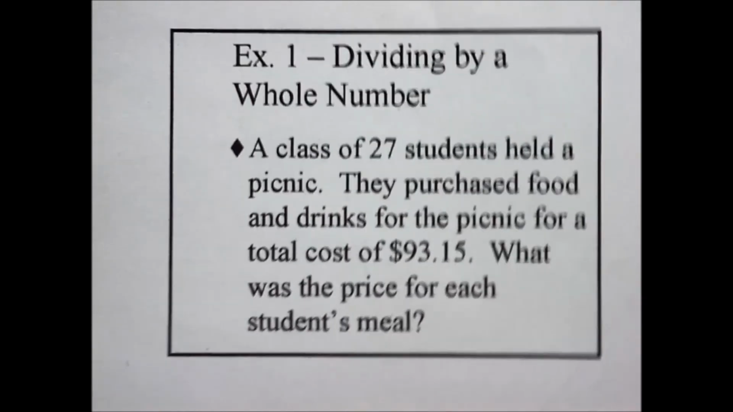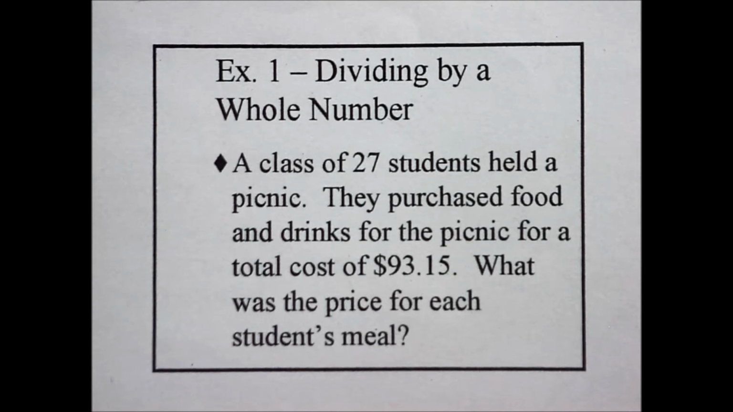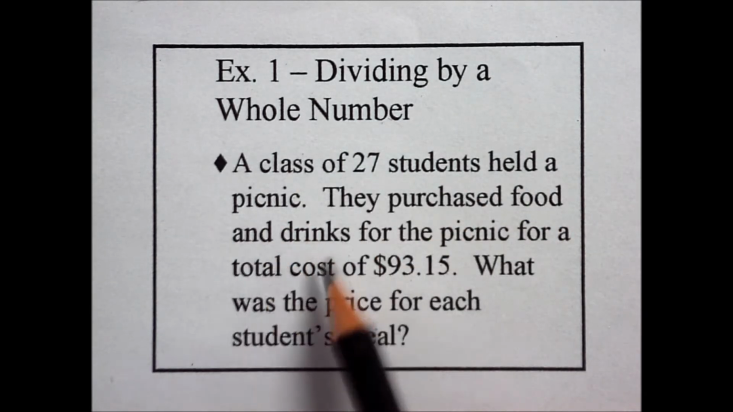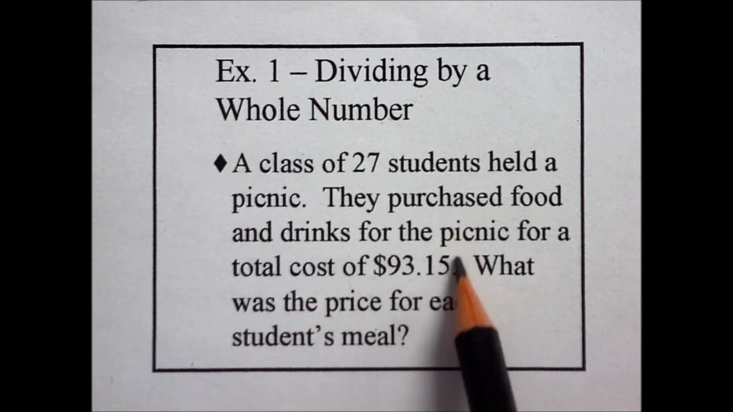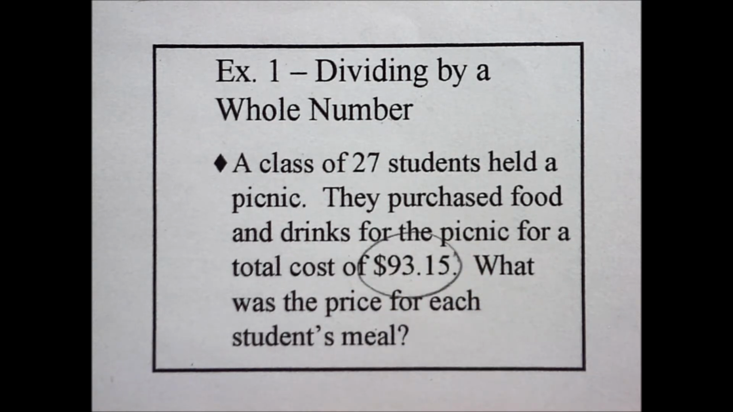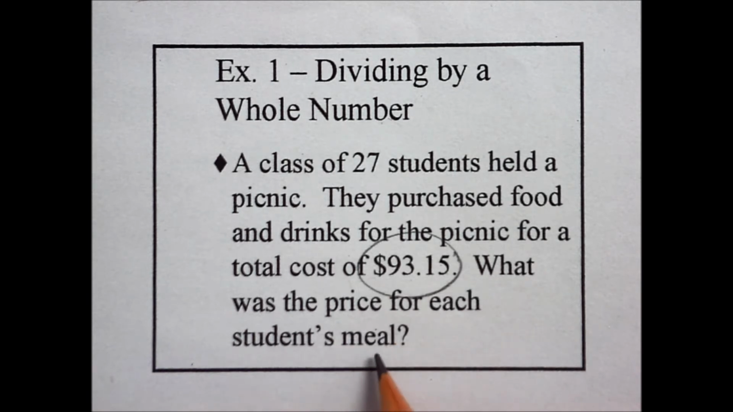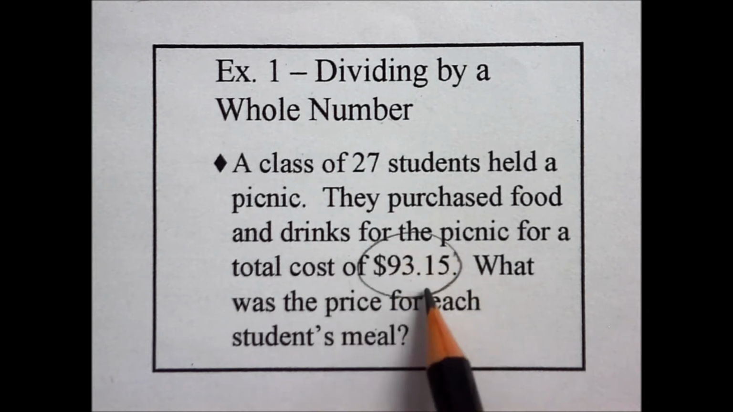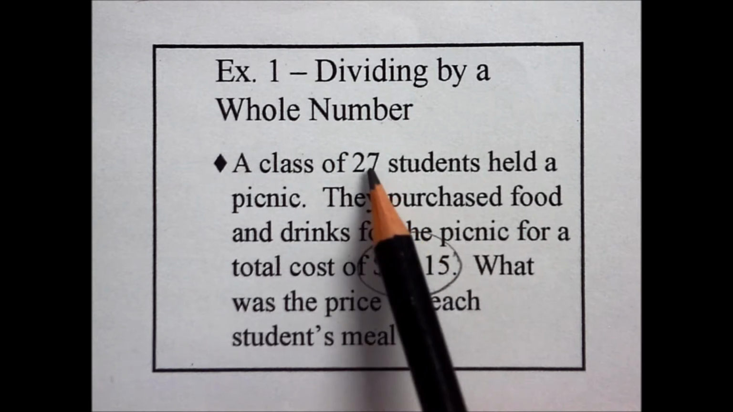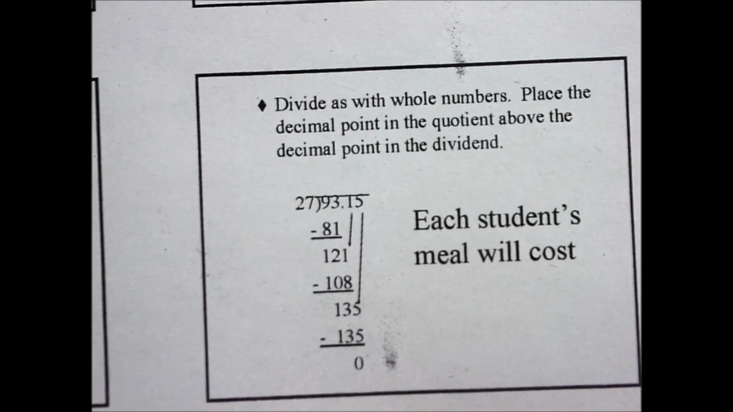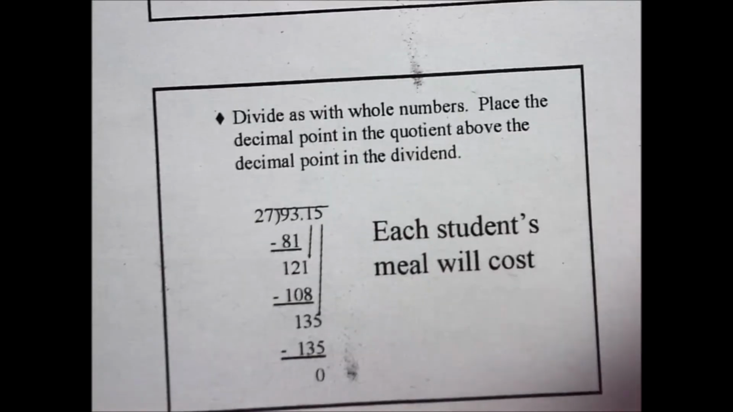In our first problem, we're dividing by a whole number. We have a class of 27 students that were having a picnic. They wanted food and drinks for the picnic. The total cost is $93.15. The question is, what price will each student need to pay for their meal? So if I have a total and I'm finding the cost per student, the cost is what's being divided. When working division, it's important to know what is being divided.